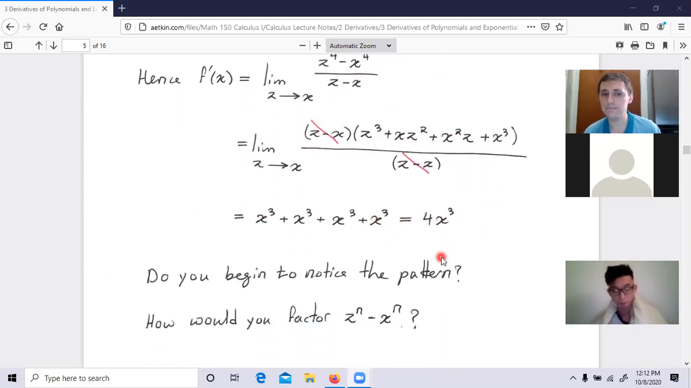Are you seeing the pattern? How would you factor z to the n minus x to the n in general? You don't have to write all of it, but you can write dot dot dot. How would I factor z to the n minus x to the n? What do you think?